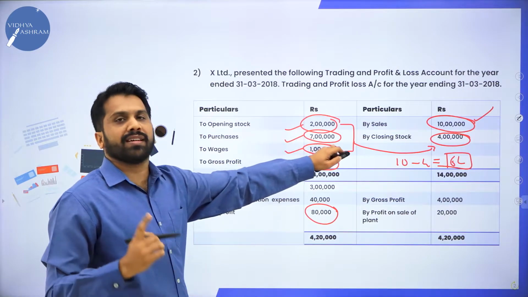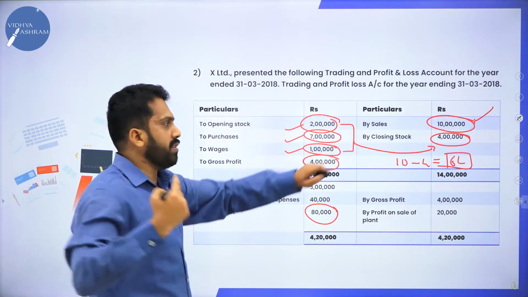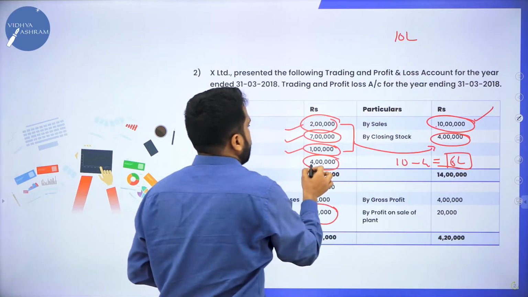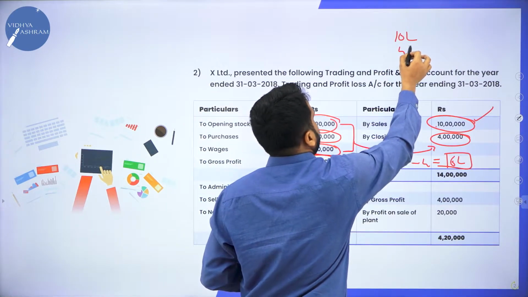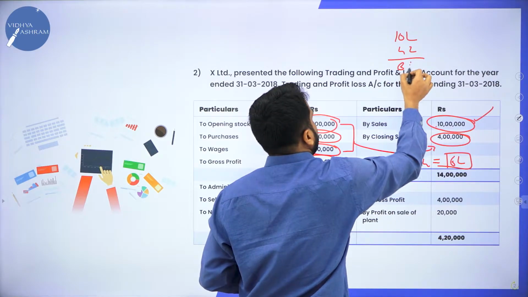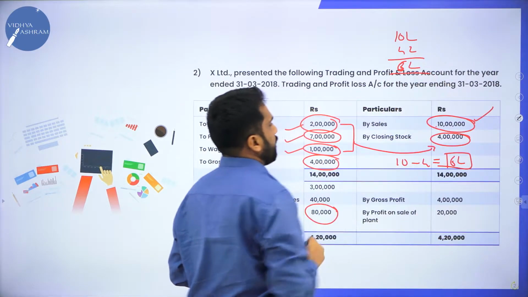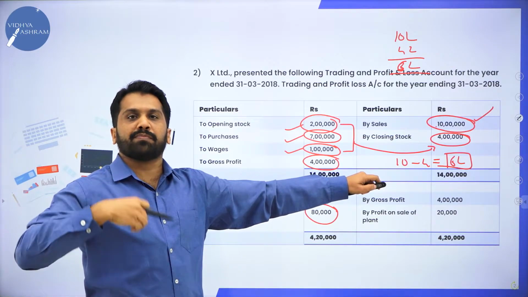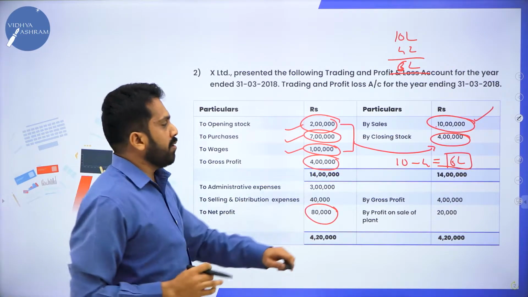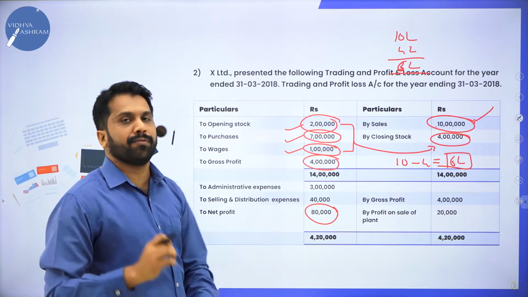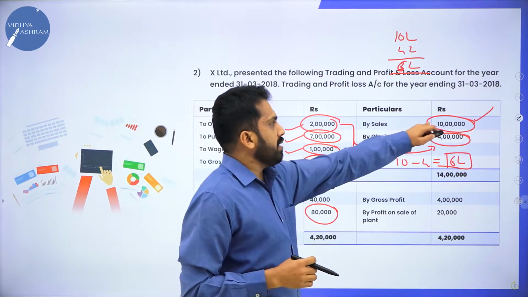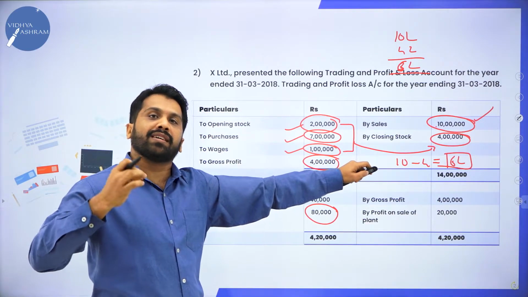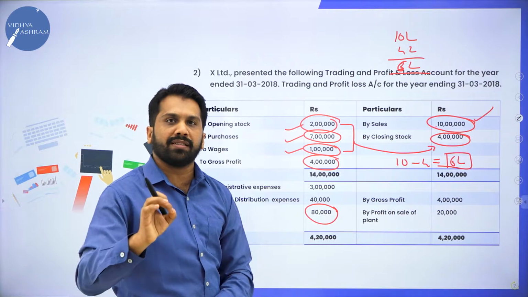This is option A. If it is option B, your sales 10 lakh, your gross profit 4 lakh. 10 minus 4, it is 6 lakh. You can go for option A also, option B also. As per my suggestion, always go with option B. Why? Because it is simple: your sales minus gross profit is your cost of revenue from operation. Clear?